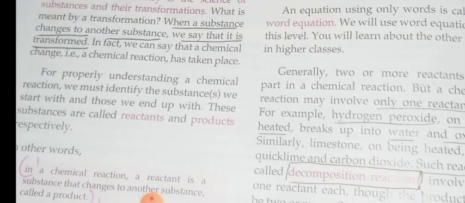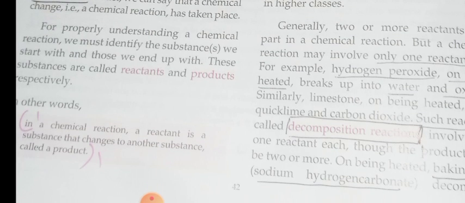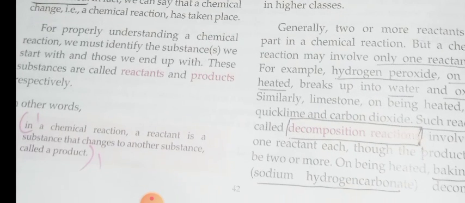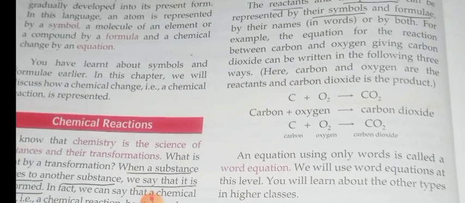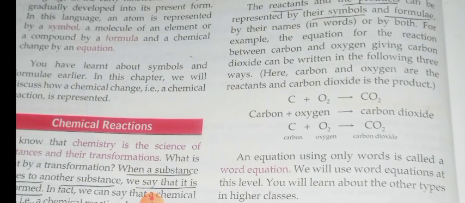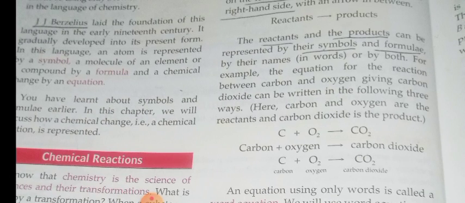What are chemical reactions? In a chemical reaction, a reactant is a substance that changes to another substance called a product. Okay, that is a chemical reaction. So, reactants will be there, product will be formed, and the overall reaction is called a chemical reaction. And you can represent a chemical reaction by chemical equations.